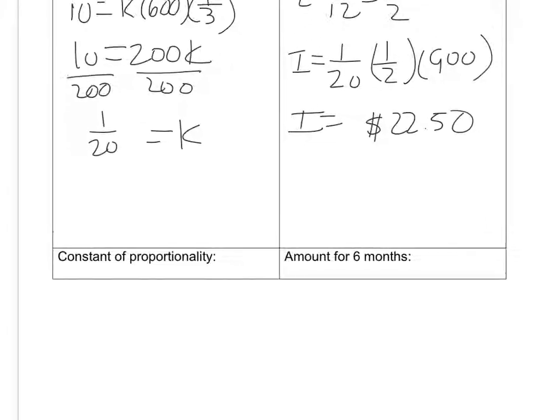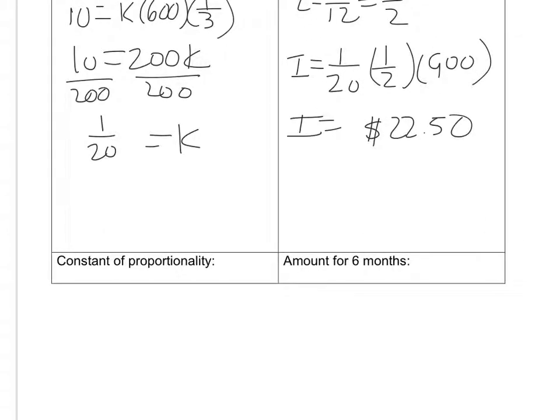Okay? So if you look down, they wanted the constant, so it's 1/20. The constant here is 1/20. And the interest was $22.50.